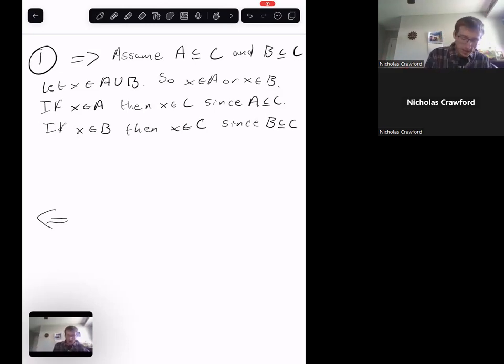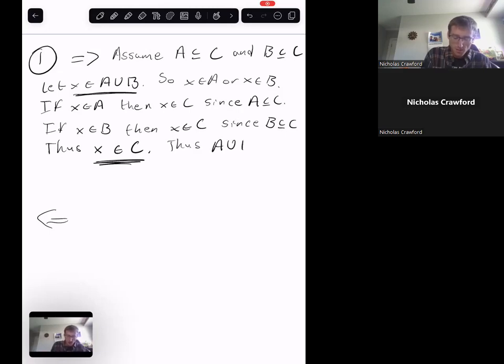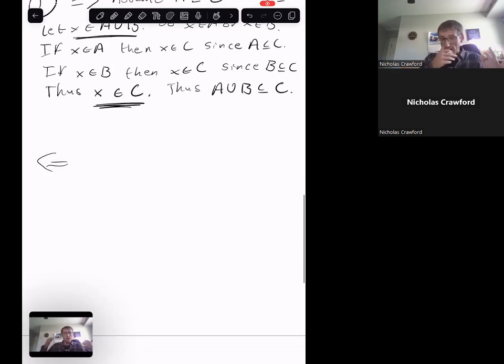So no matter what, in both cases, X is in C. Look at what I started with: I started with X in A union B, and I ended with X in C. This means that A union B is a subset of C. But it's an if and only if, so I have to do the other direction now. The other direction is like its own separate proof.